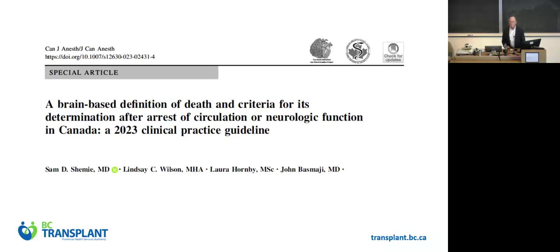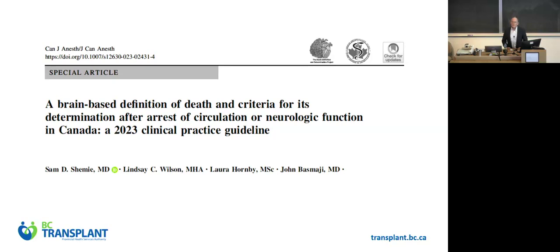And this all originated from this article and a whole bunch of supplementary articles. One thing in Canada we can be proud of is probably Sam Shemy. Sam Shemy is a pediatric intensivist. He's a consultant with Canadian Blood Services. He's been involved in many projects there, initiated them. He is internationally renowned as far as death determination. He's done work with large groups internationally.